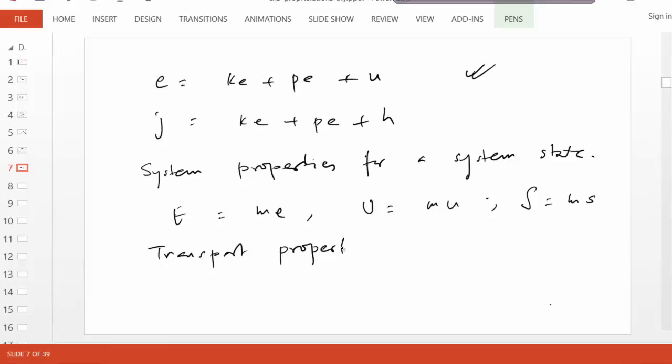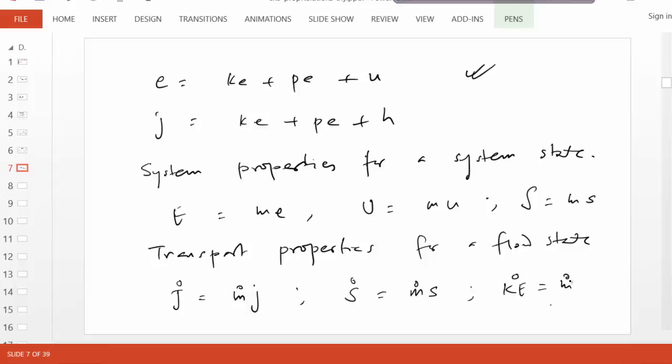Suppose you want to know the transport properties for a flow state. Recall the black properties in our extended system diagram. Transport properties for a flow state similarly can be obtained. How? Suppose you want to find J dot, it will be m dot times j. Suppose you want to find how much entropy is carried by a flow, it will be m dot times s, etc. Or how much kinetic energy is carried by a flow, which is given by the transport equation. So I'll stop here, and we'll build on what we have covered just now with different material models.